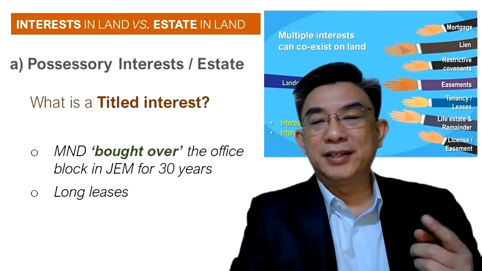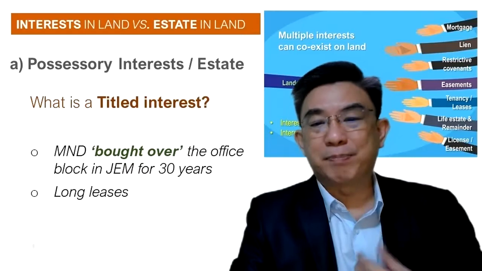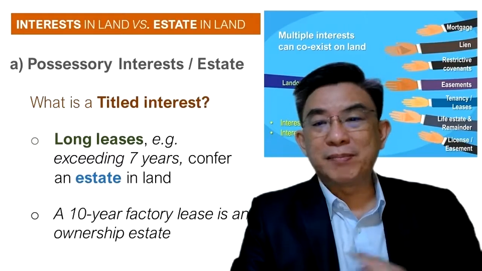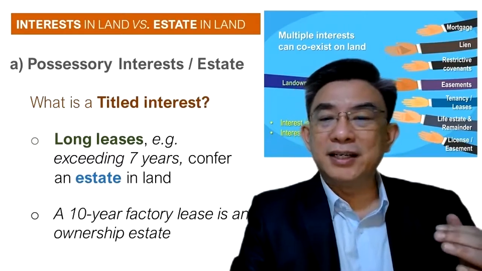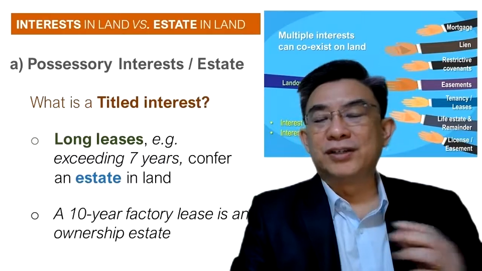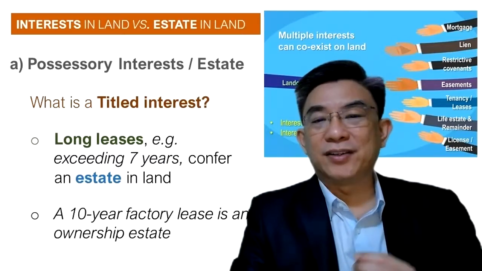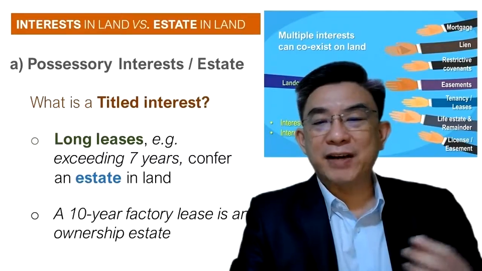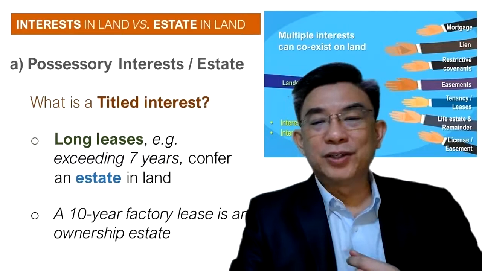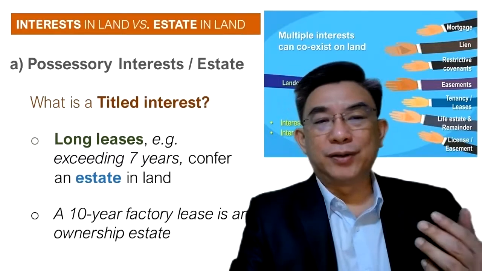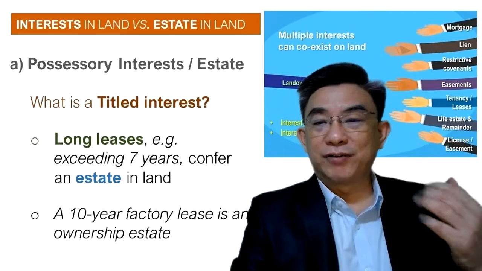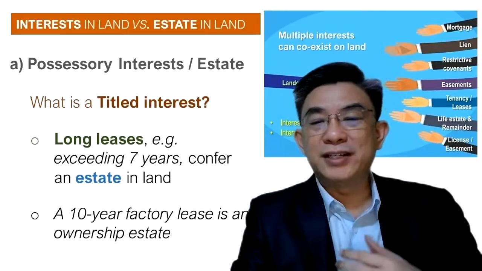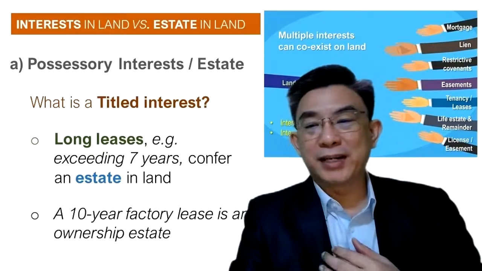The MMD in JAM being the later examples. Now, long leases, as I'm repeating myself already, long leases exceeding 7 years confer an estate in land, not just a right of possession, but an estate in land. A 10-year factory lease is a very good example. So you become the owner of the factory for 10 years, and you have to pay property tax, maintenance, and insurance, which we call a triple net lease.